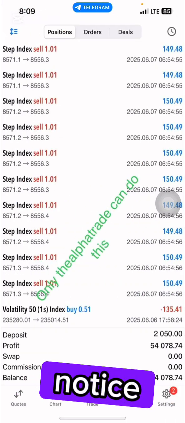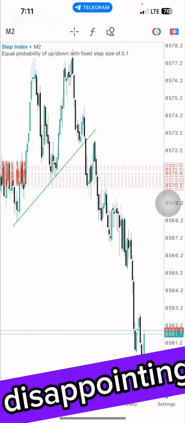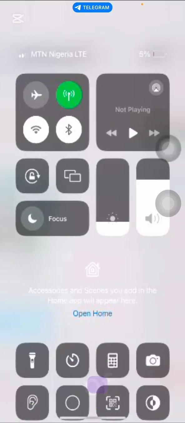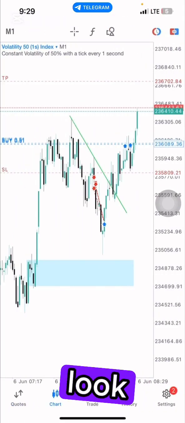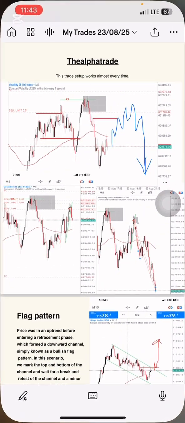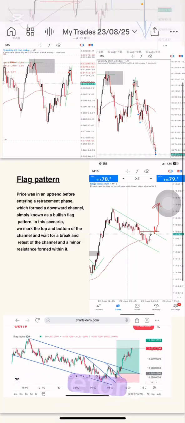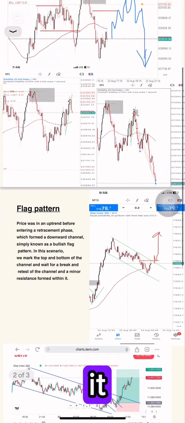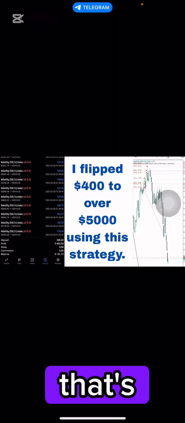So if I notice a particular strategy, a particular kind of setup, is always disappointing me, then I have no choice than to cut it off and stop using it. That's the importance of journaling. So if you look, this very pattern is the same pattern that we have here. Because I have used it before, now I can boldly use it again because I know it works. That is exactly the same pattern here. You can see that.